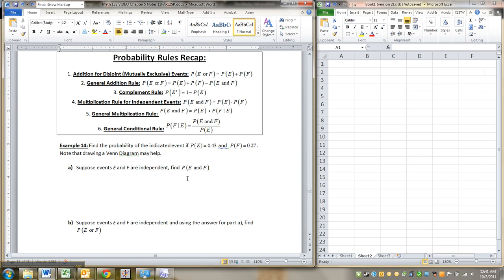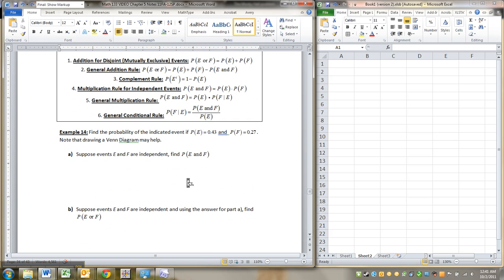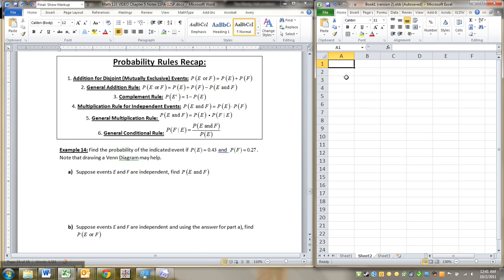The last page of 5.4, last two pages, is really kind of a rules recap of everything we've learned. So I'm going to use Excel to help me a lot through some of this. So let's start off with, suppose events E and F are independent, find the probability of E and F.